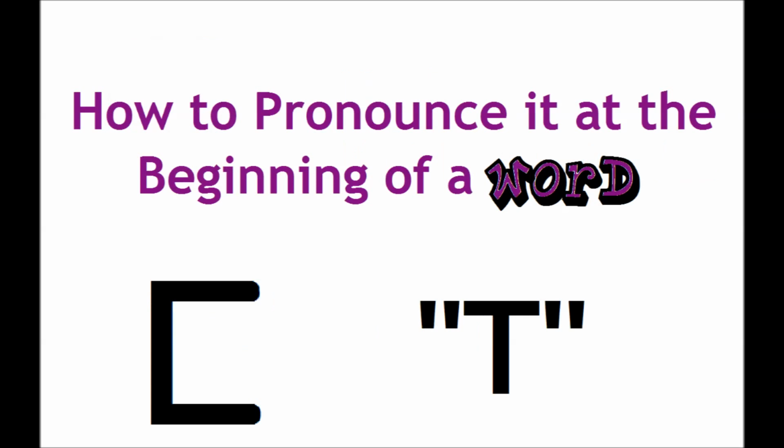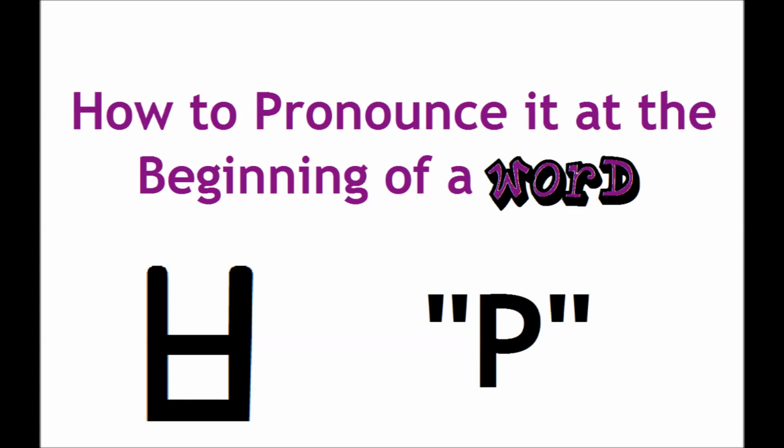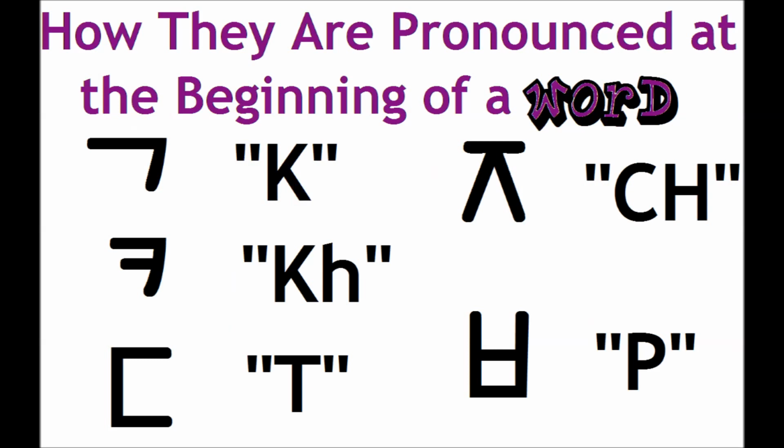Moving on, when D is at the beginning of a word, it sounds like a T. When J is at the beginning of a word, it sounds like a CH. When B is at the beginning of a word, it sounds like a P. Go back to where you wrote your name. Do you need to rewrite it again?